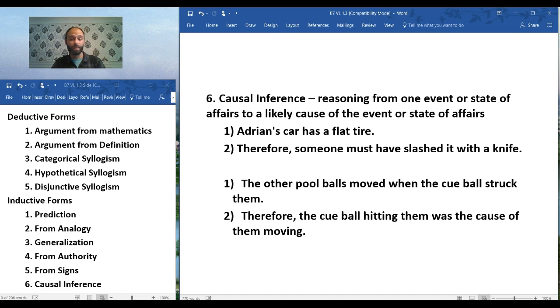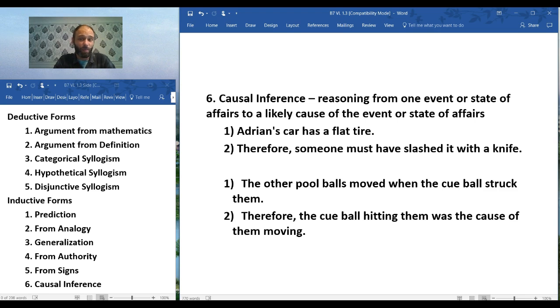Now, in this case, it's really clear that this is an inductive argument because we're speculating about what must have caused what we're observing. So the effect is something that we're observing, or the state of affairs that Adrian has a flat tire is something that we're observing. We didn't see what caused it, so we have to try to reason our way to what it probably was, right? In this case, the proposed cause: someone must have slashed it with a knife.